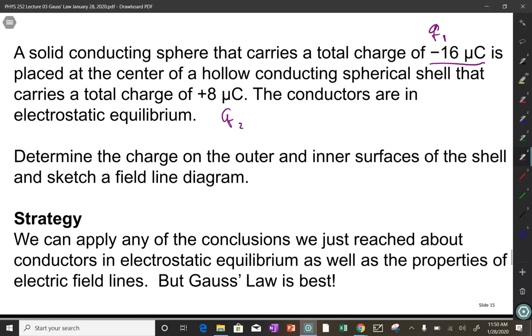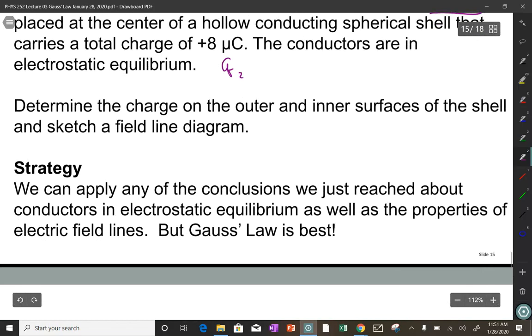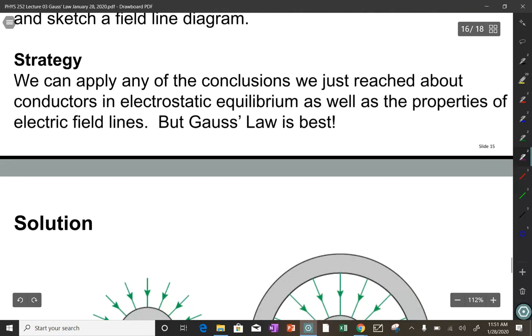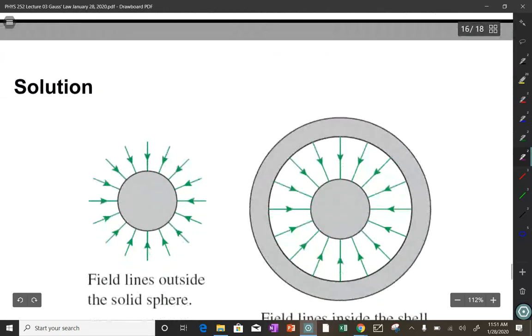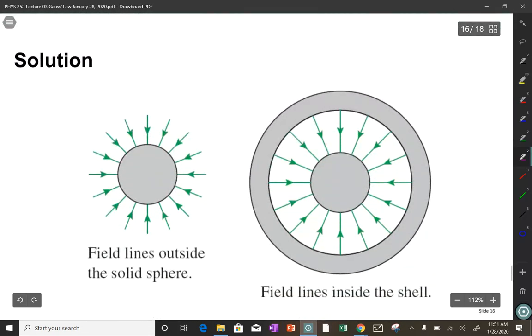Strategy: we can apply any of the conclusions we just reached about conductors in electrostatic equilibrium as well as the properties of electric field lines. But Gauss's law is our best solution, because there is spherical symmetry. I'm afraid I have the answers already written here, but let's pretend that I don't and see how we get there. So first things first. Just to make life easy, I am going to start from the inside and work my way out.